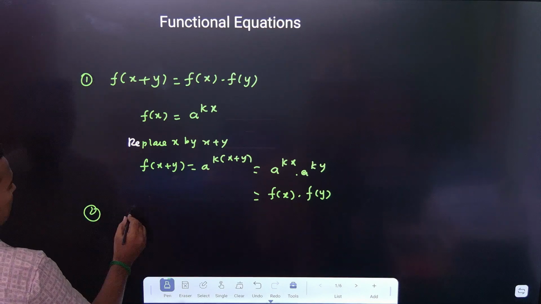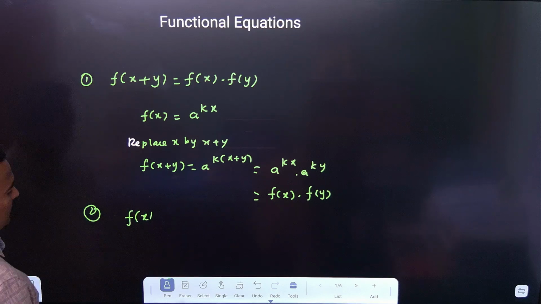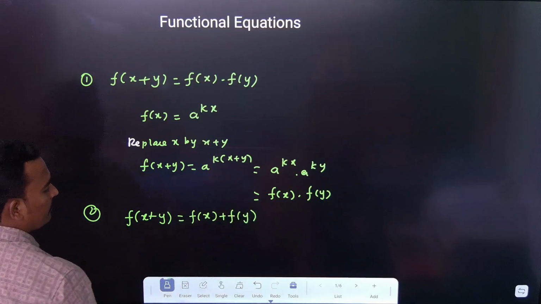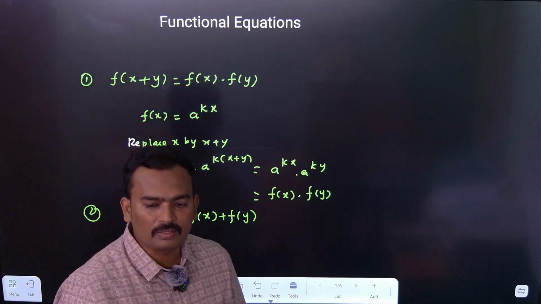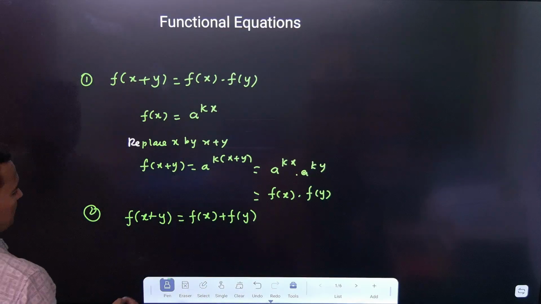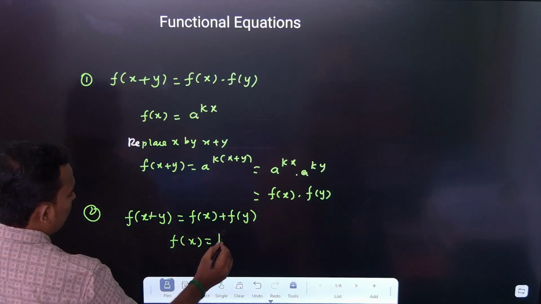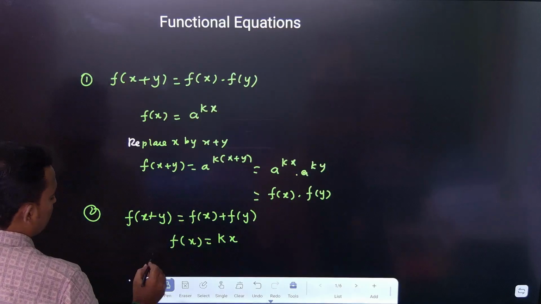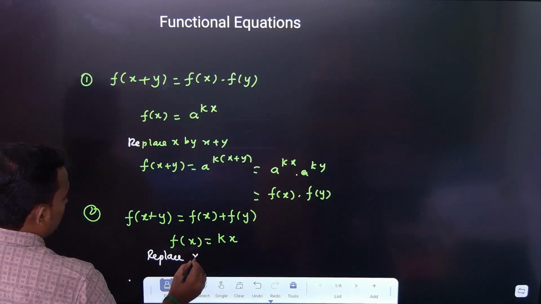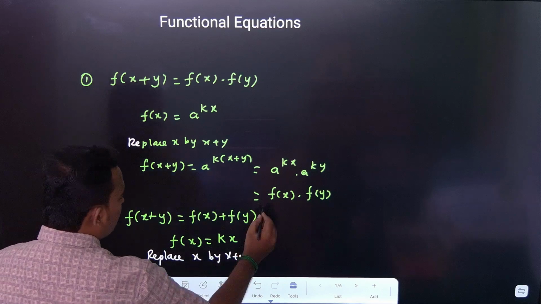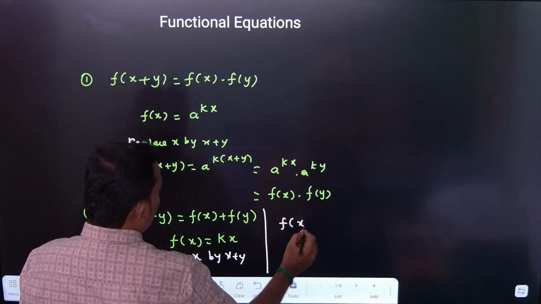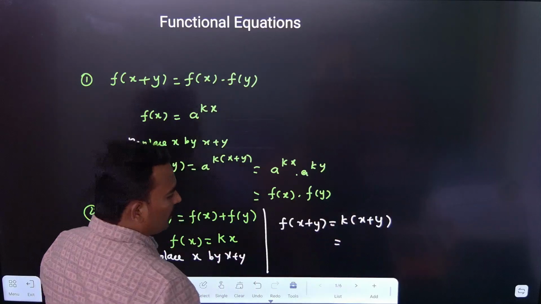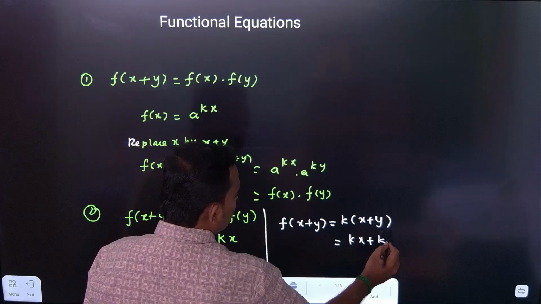And then the second thing, f of x plus y is equal to f of x plus f of y. So addition changes to addition only. Which function is suitable here? You can take the suitable function f of x equal to kx. Just replace x by x plus y. What will happen here? f of x plus y is equal to k times x plus y, we can write. Just multiply the k inside, kx plus ky.